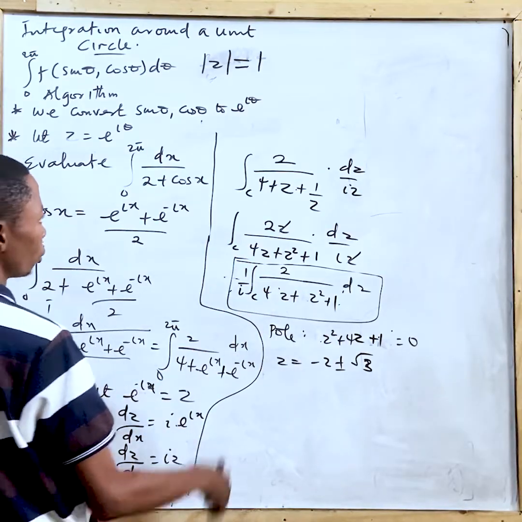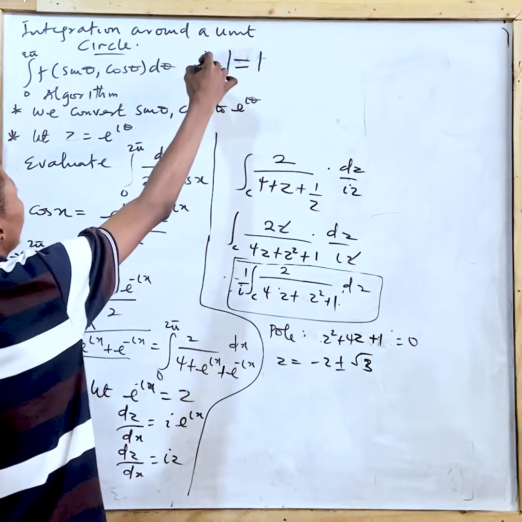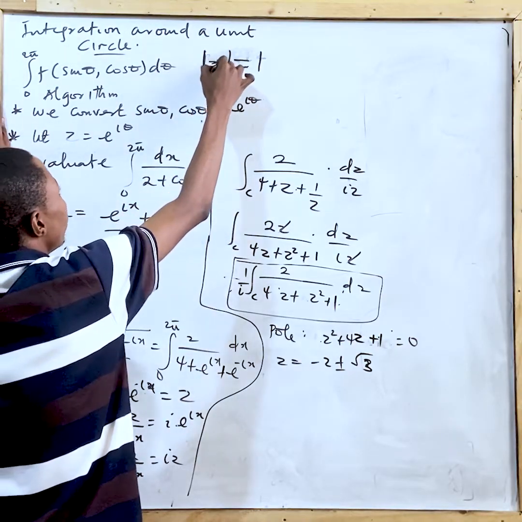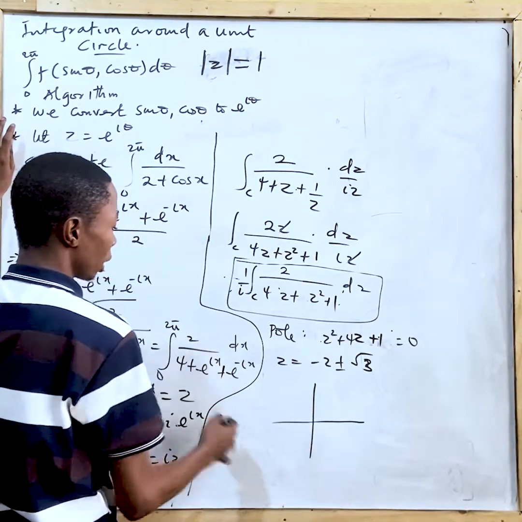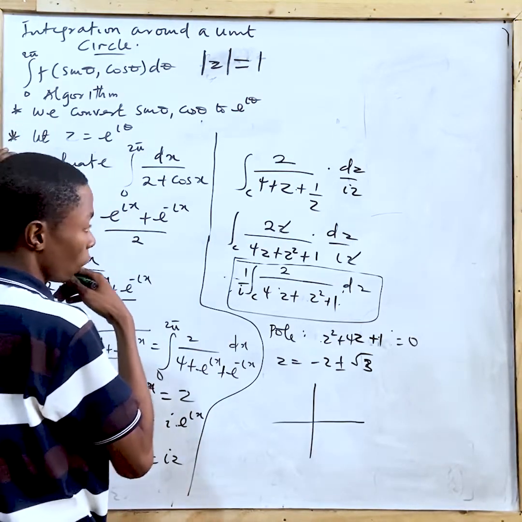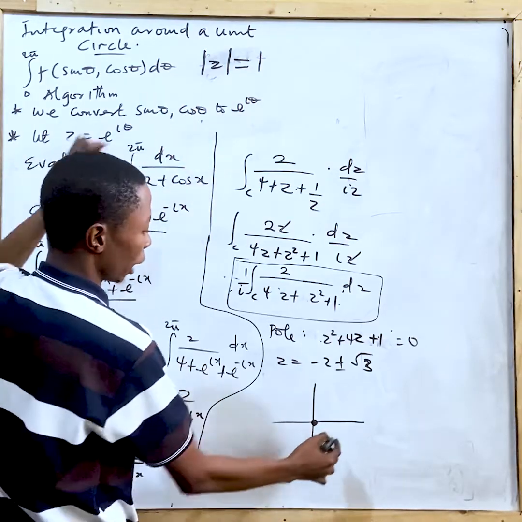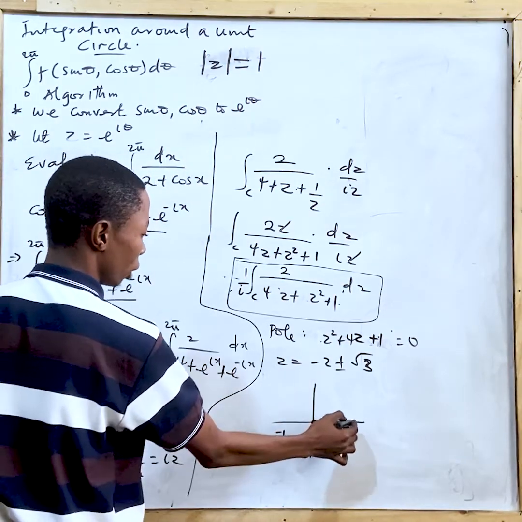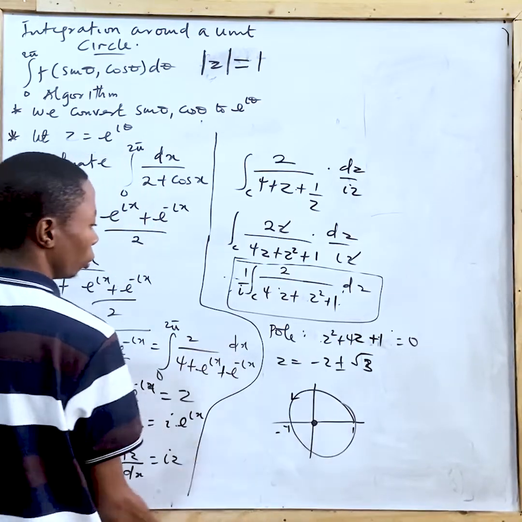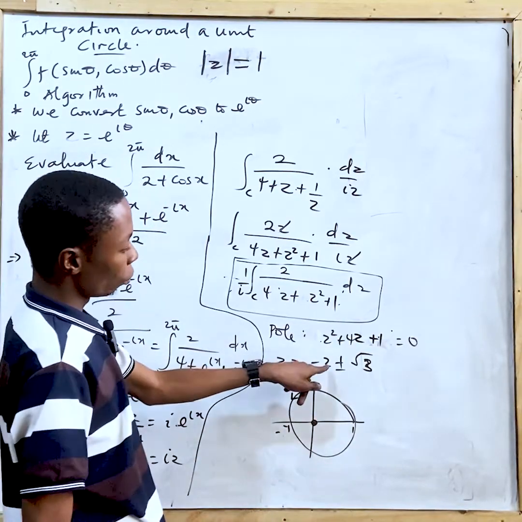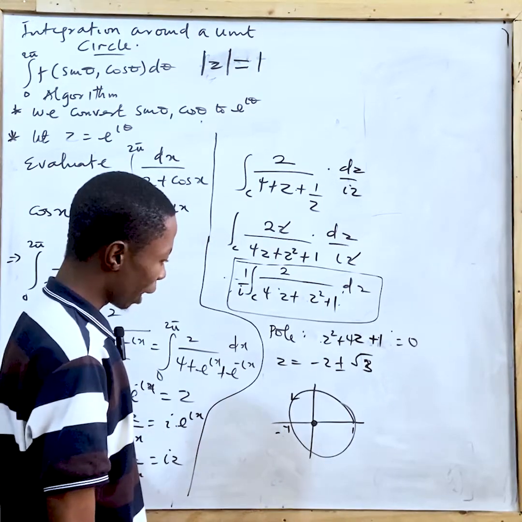Like I said earlier, whenever we are integrating around the circle, the absolute value of z is always equal to 1. So what is the contour? The contour is centered at 0 and the radius is 1. This is how the contour will be. And then the poles are minus 2 plus root 3 and minus 2 minus root 3.